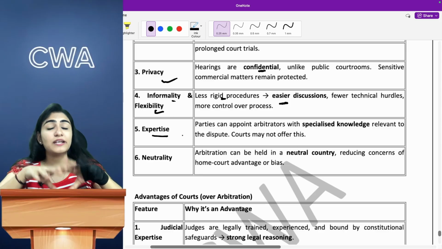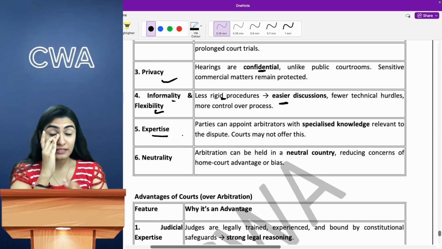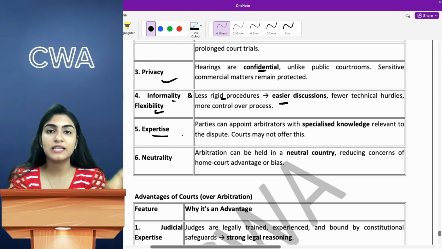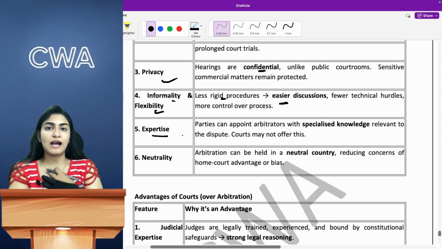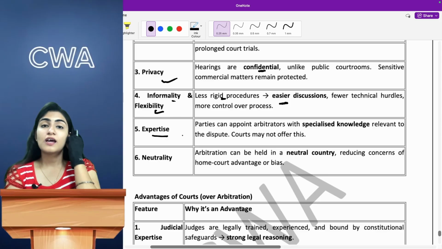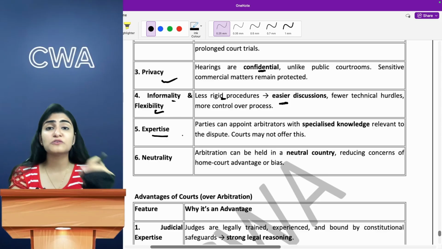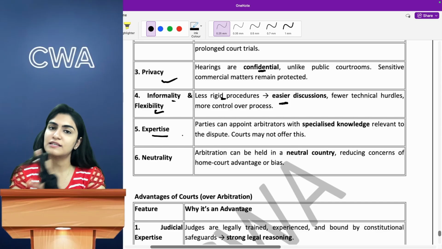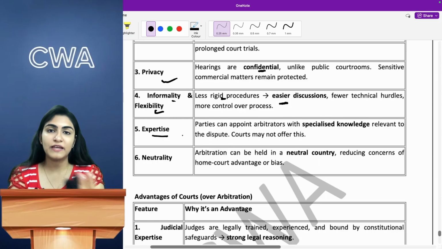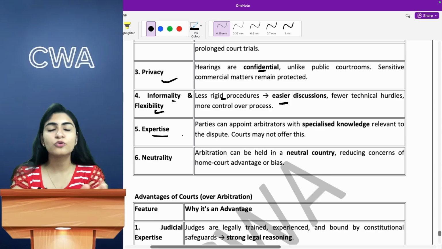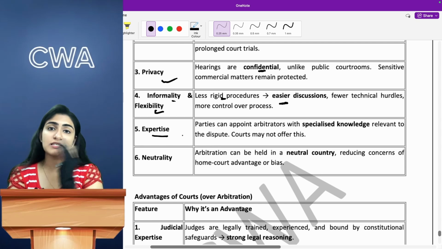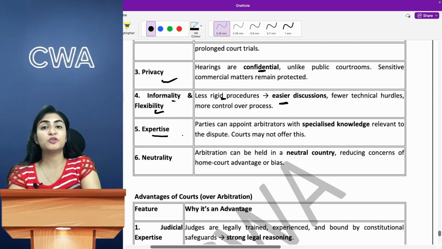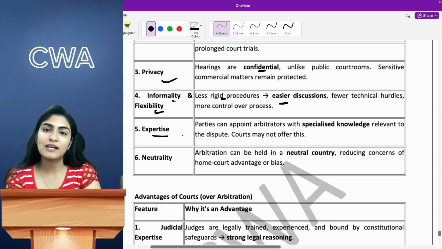Expertise: whatever arbitrators you select, they might have expertise. They have expertise in that particular field or in that particular kind of disputes. Let's say if I am an arbitrator and I always have been resolving disputes that are related to buying and selling of goods and not services. So if any party who has a dispute related to buying and selling of goods is appointing me, I have solved so many cases related to that. So I am an expert in that, and that is the expertise that you get.